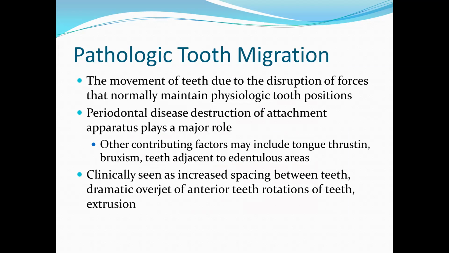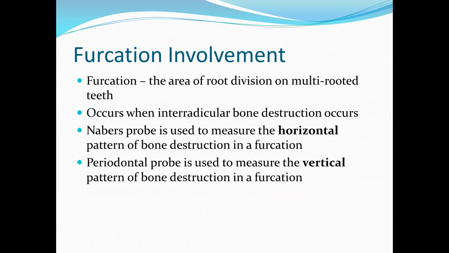I apologize for my typo. Other contributing factors may include tongue thrusting, bruxism, teeth adjacent to edentulous areas, or tooth migration. You're looking at furcation involvement. When you first get your Nabers probe out, call us. We'd be more than happy to show you how it works. Again, the Nabers probe is used to measure the horizontal pattern of bone loss. It's going into the roof of the furcation, the crotch of the tooth, versus the periodontal probe, which measures the vertical pattern of bone loss.